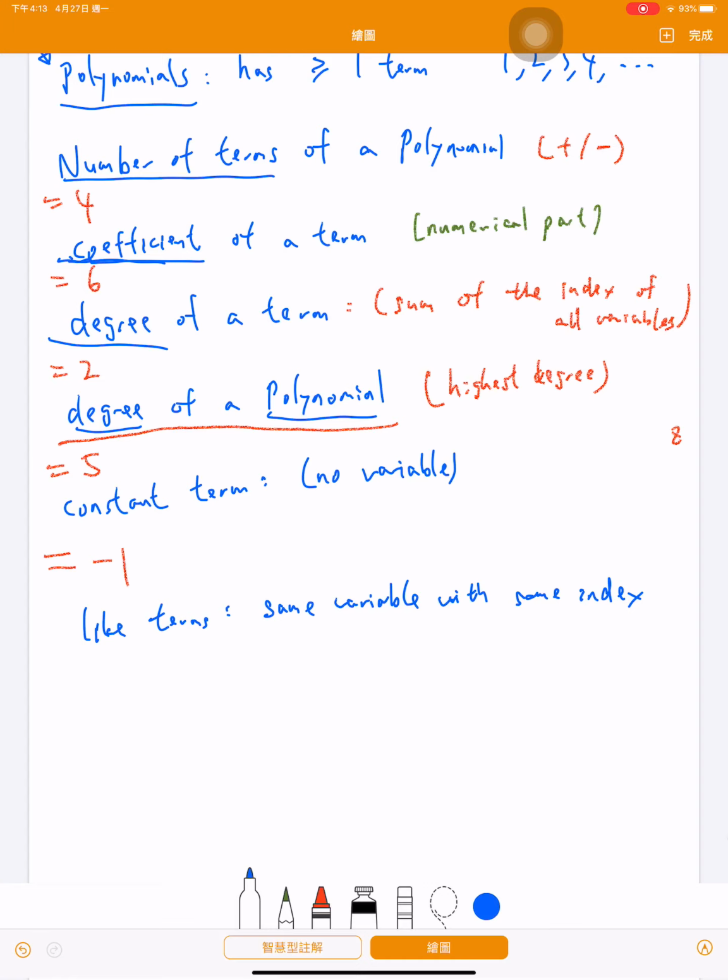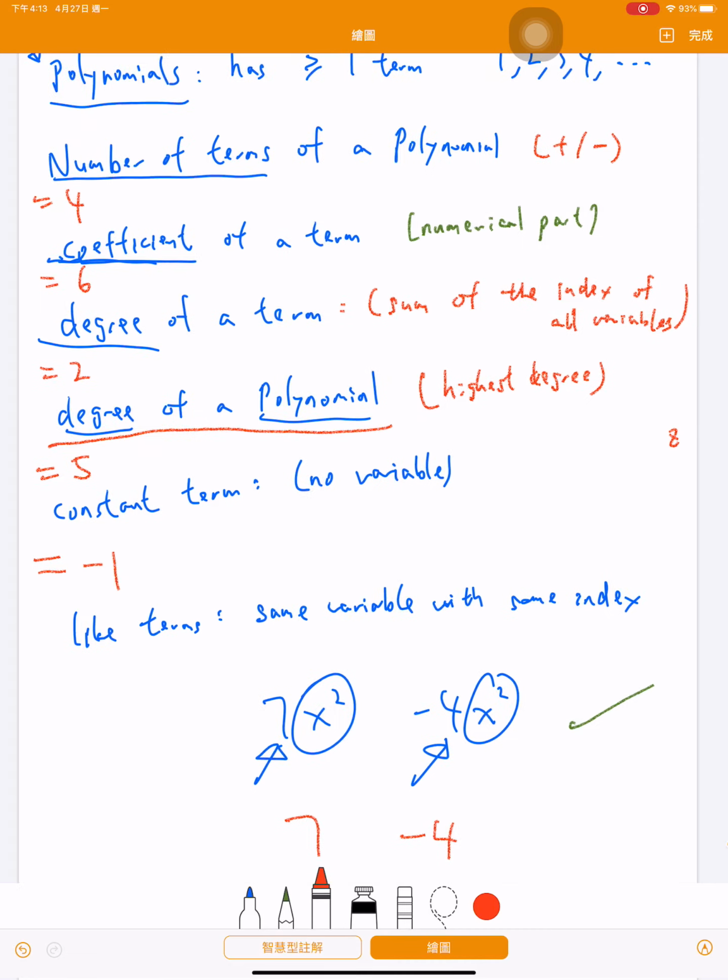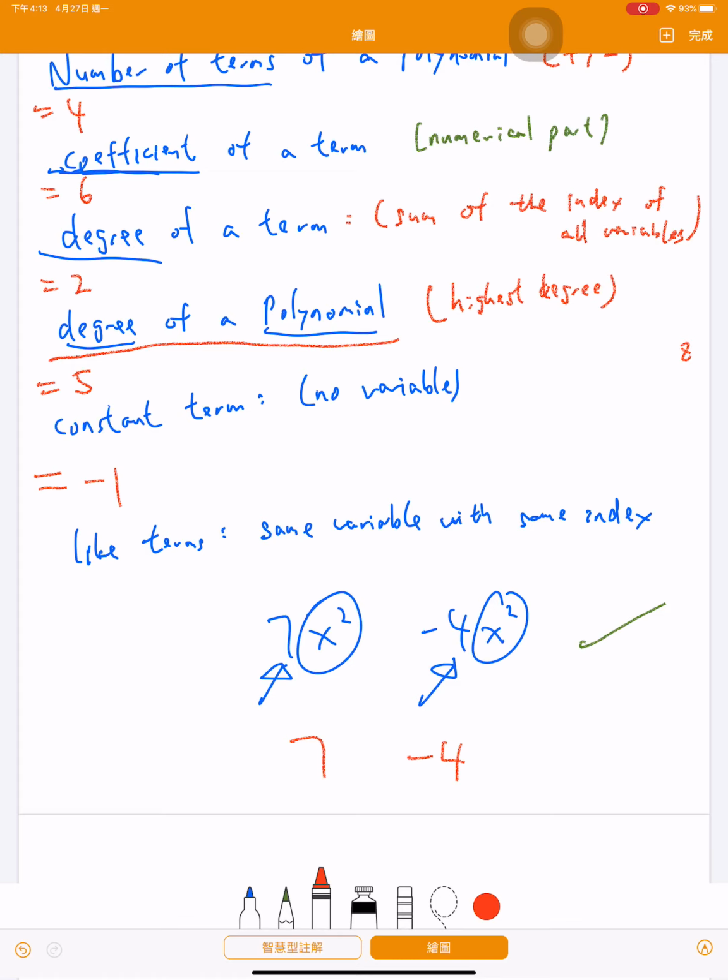For example, 7x squared and -4x squared. They are both called x squared, right? Although the coefficients, one is 7, one is -4, they are like terms. For the constant terms, 7 and -4 themselves, these 2 are constant terms. In fact there are no unknowns here. So these 2 are also like terms.